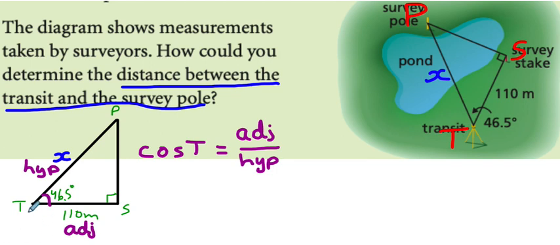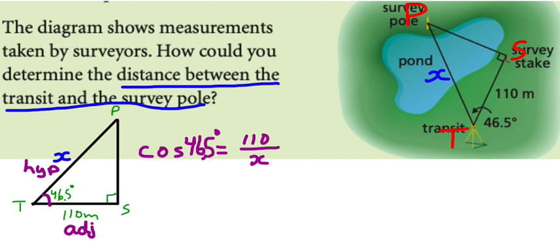So when we write it down, we're going to use the cosine from angle T, that's the angle we're looking from, and it's the adjacent over the hypotenuse side. We're going to replace everything that we can. So we know that T is 46.5, we know the adjacent side is 110, and the hypotenuse we're going to write X because that's the variable that we chose. And now we solve for X.